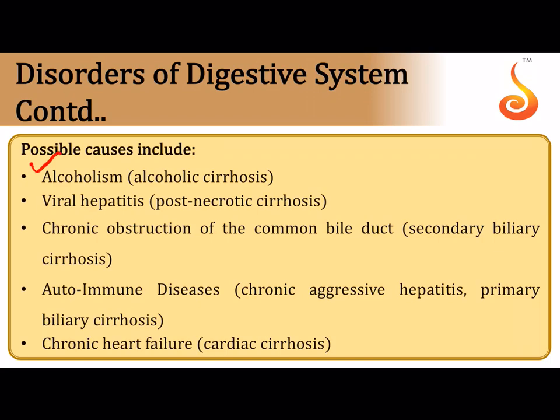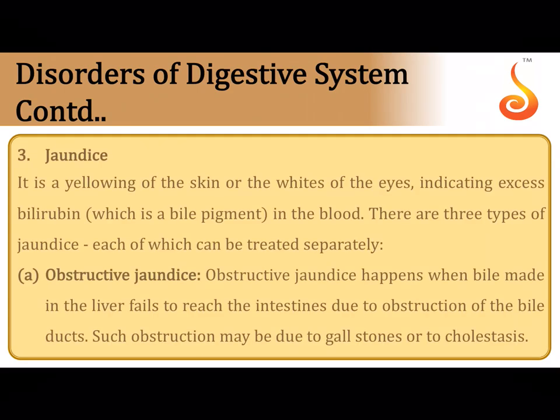Possible causes for cirrhosis, like I told you, is alcoholism. Sometimes hepatitis, if it is in its last stages, may lead to liver cirrhosis. Sometimes due to obstruction of the bile duct. Sometimes when the body's immune system starts destroying its own organ, that is liver. And sometimes it can also lead to heart failure, where enough blood is not reaching the liver, and that can also cause cardiac cirrhosis. Okay.